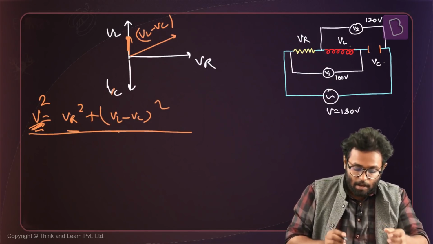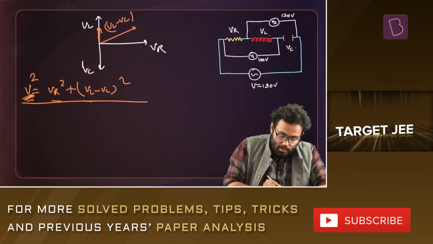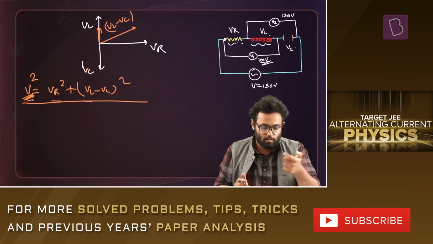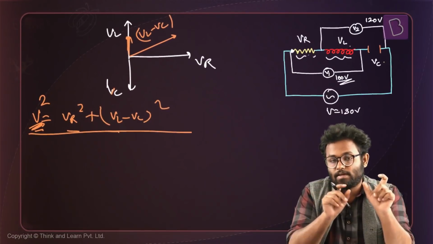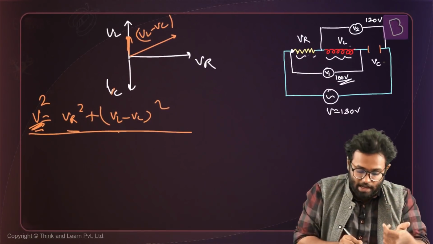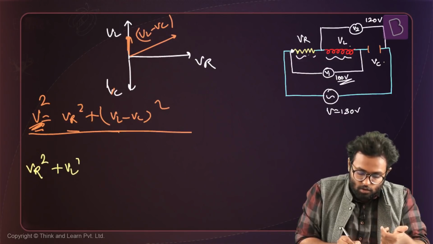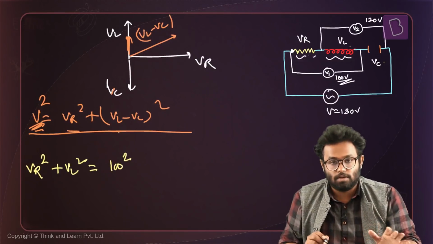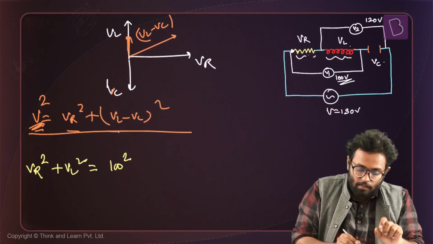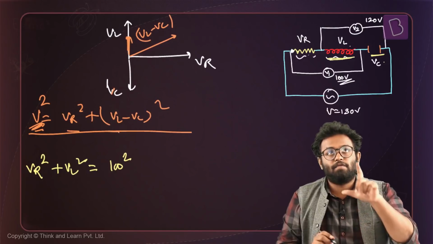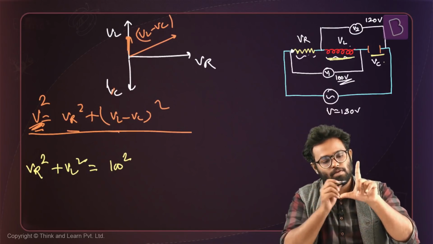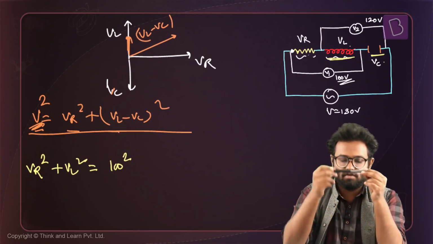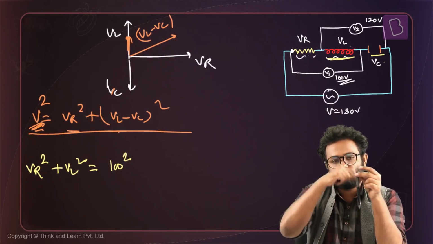Similarly, when I'm given that the potential difference across the resistor and the inductor is 100 volts, it doesn't mean that VR plus VL is equal to 100. Because the phase difference between the resistor and the inductor is pi by 2, they lie on different axes, so VR squared plus VL squared is equal to 100 squared. Between an inductor and a capacitor, the phase difference is pi, because the inductor is 90 degrees ahead of the resistor and the capacitor is 90 degrees behind. So between them the phase will be 180 degrees.